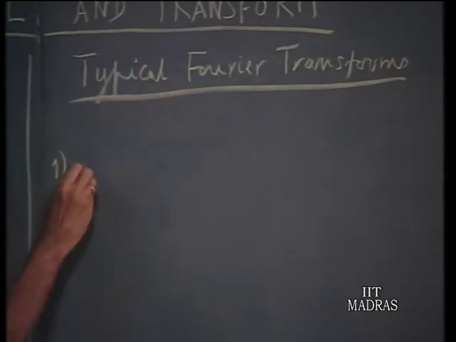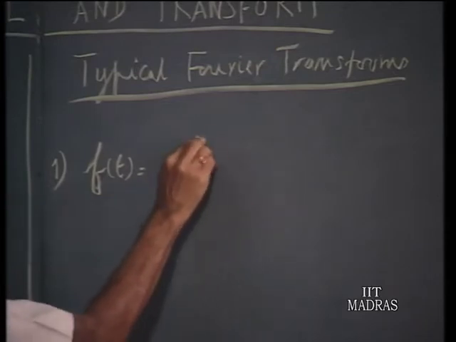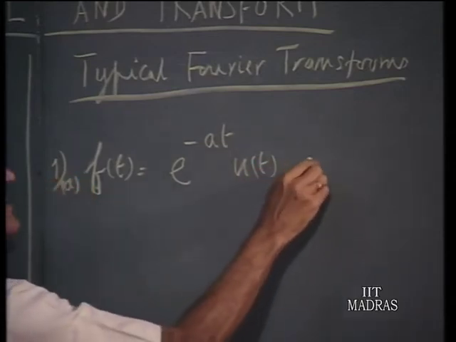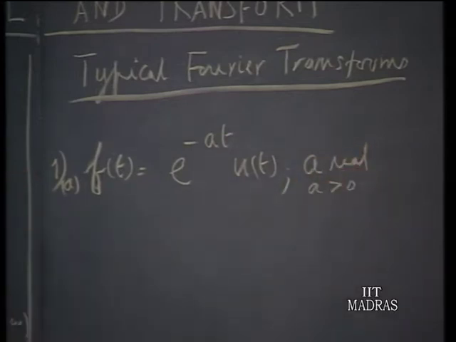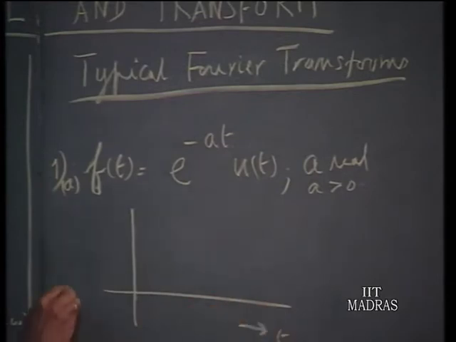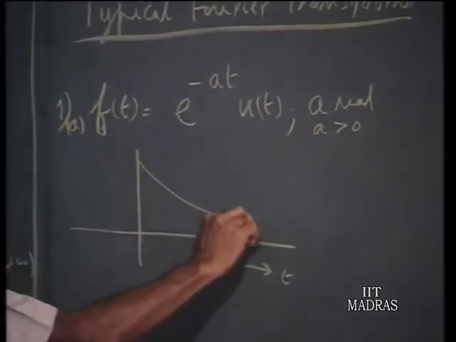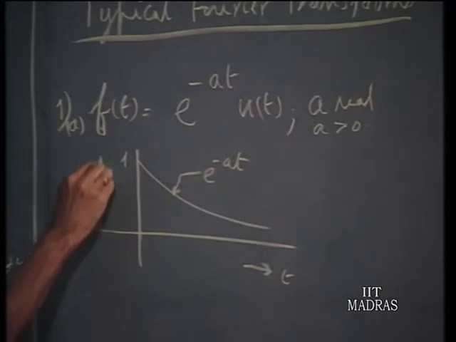Example 1: suppose we have f(t) as e^(-at) u(t). I will call that 1a, let us say. a is a real quantity, and a is greater than 0. That is, I have taken a decaying exponential starting at time t equals 0. u(t) is the unit step function. So f(t) is 0 for negative values of t, it starts at 1 and then decays exponentially. This is f(t).